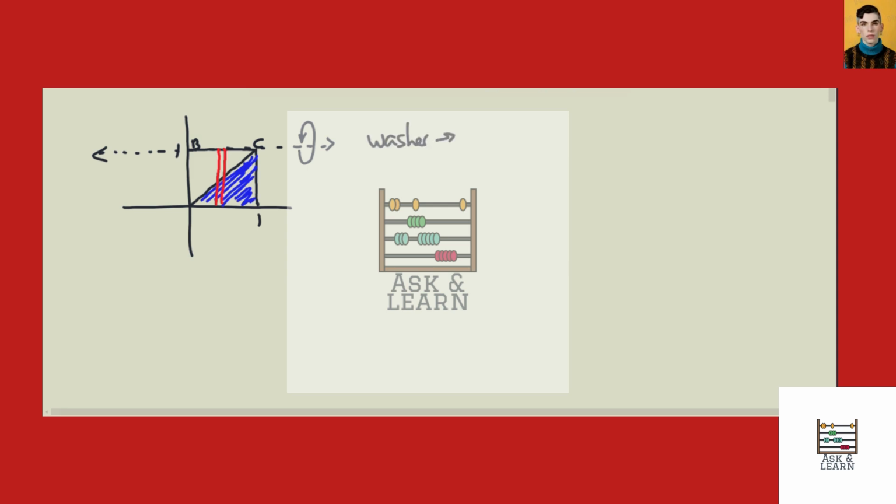Well, a washer is going to be two circles. First, I have the outer circle, so I'll call that my big R. Pi R squared minus the inside circle, which is pi little r squared, times the height. Okay. If I want, I could also pull the pi out. I could say this is pi times big R squared minus small r squared times the height. That's how I find the volume using the washer method.